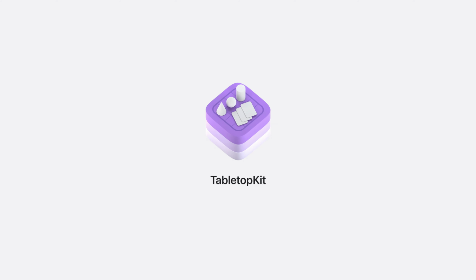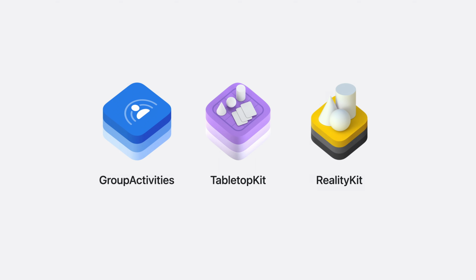TabletopKit is a framework that helps you build spatial, multiplayer, tabletop experiences for Apple Vision Pro, like a card game, a dice game, or more complex board games. TabletopKit handles gestures and common layouts, so you can focus on designing a fun and innovative experience for your users. TabletopKit integrates naturally with familiar frameworks, like group activities and RealityKit, so you can add smooth networking and gorgeous rendering with only a few lines of code.